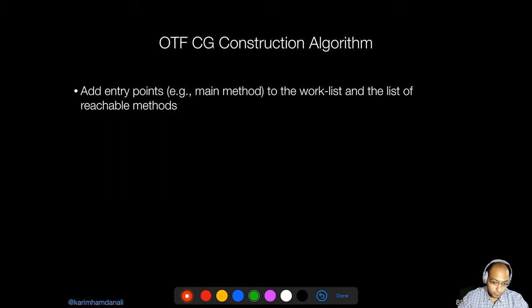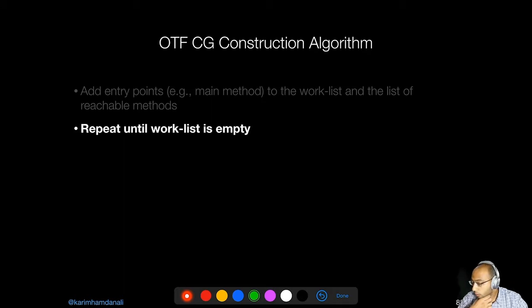But generally speaking, you need to figure out what the main entry points of your program are, add them to your work list and the list of reachable methods, and move on from there. So how are we going to move on? We're going to again use one of those data flow analysis algorithms, like we did with the monotone framework. This is our second work list based algorithm in the course. We're going to repeat until that work list is empty.